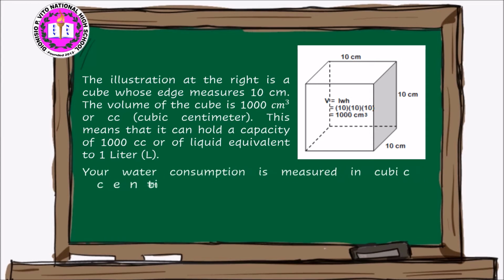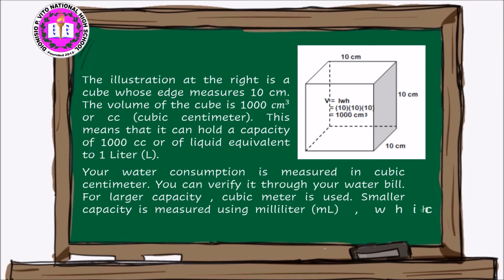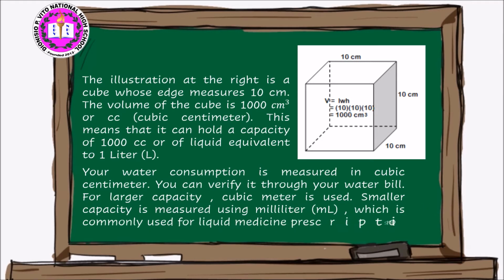Your water consumption is measured in cubic meters. You can verify it through your water bill. For larger capacity, cubic meter is used. Smaller capacity is measured using milliliter, which is commonly used for liquid medicine prescriptions.